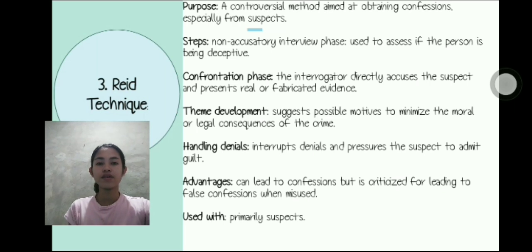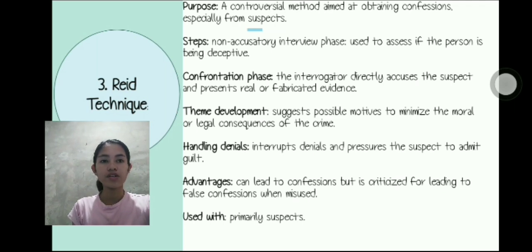Good day, sir. I'm going to continue with the different techniques commonly used in criminal investigation interviews. Next we have the Reid technique. Purpose: a controversial method aimed at obtaining confessions, especially from suspects. Steps: non-accusatory interview phase, used to assess if the person is being deceptive.